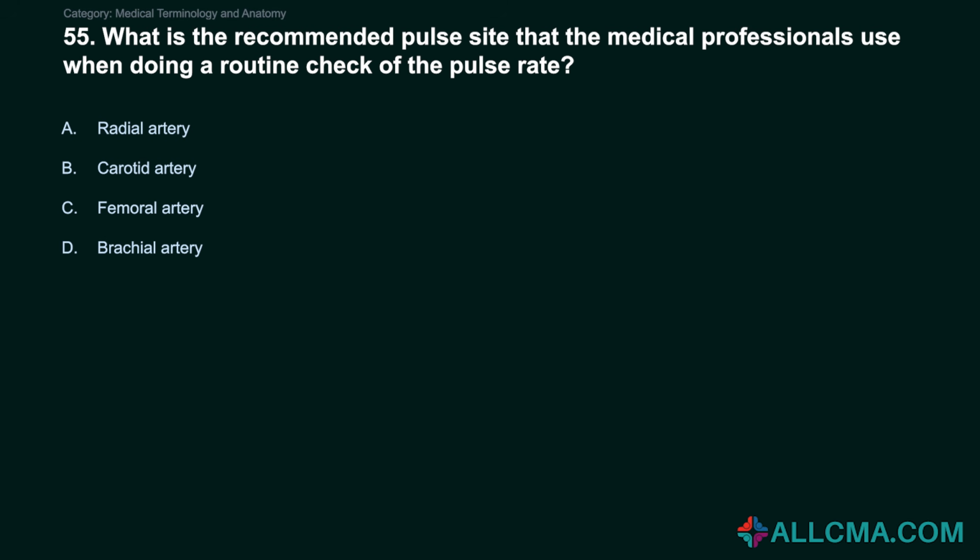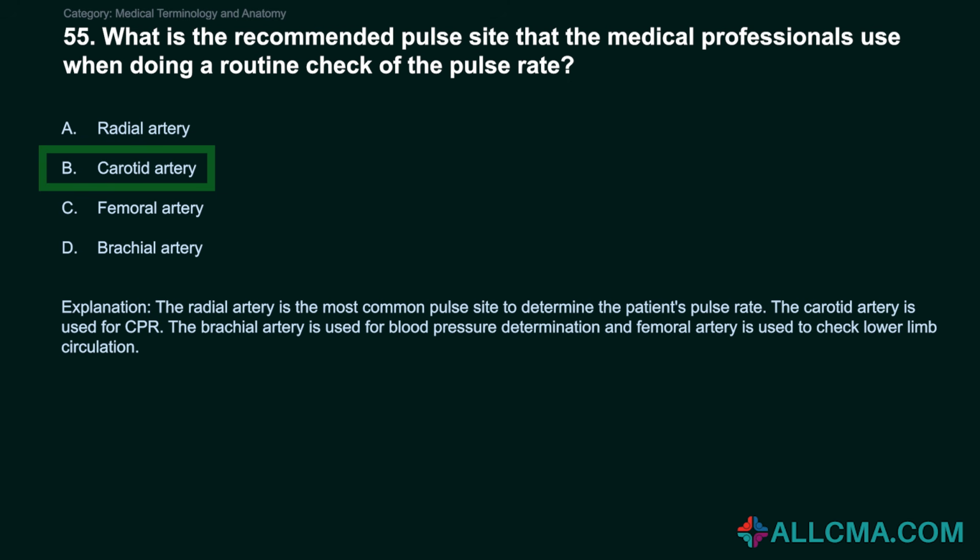55. What is the recommended pulse site that the medical professionals use when doing a routine check of the pulse rate? A. Radial artery. B. Carotid artery. C. Femoral artery. D. Brachial artery. Correct answer, A. Radial artery. The radial artery is the most common pulse site to determine the patient's pulse rate. The carotid artery is used for CPR. The brachial artery is used for blood pressure determination and femoral artery is used to check lower limb circulation.